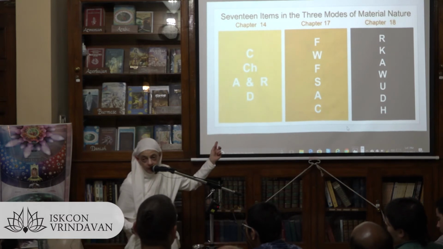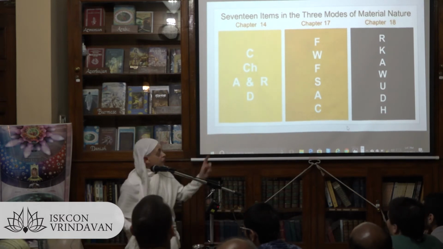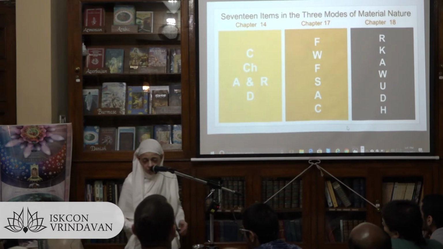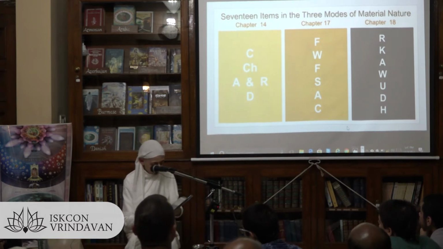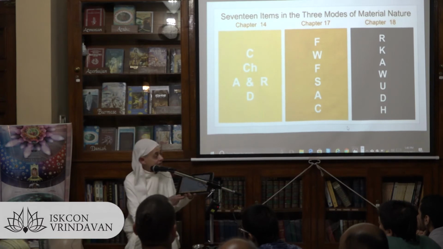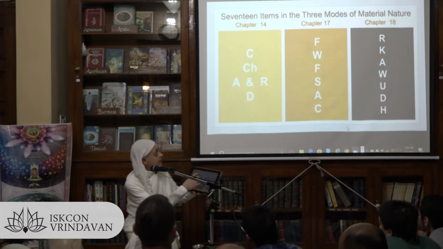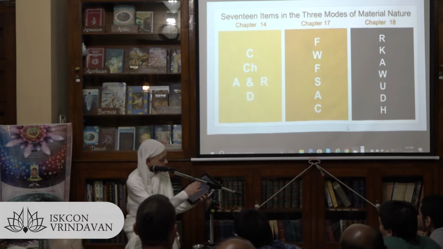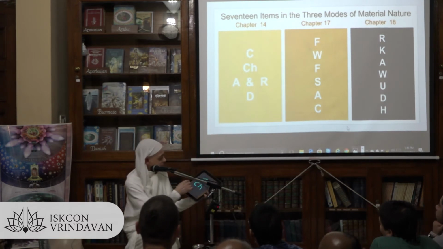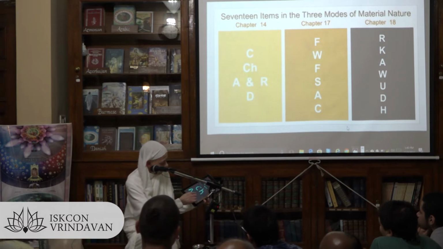Now, in the first one, this is easy. There are only 4 items in chapter 14. So there's an easy way to remember this. Because what we try to do is give you information, but present it in a way that's not difficult. Make it mind easy. The first, you see C? I'll turn it this way. C, and then you say CH, and then you say A and R, and then you see D.